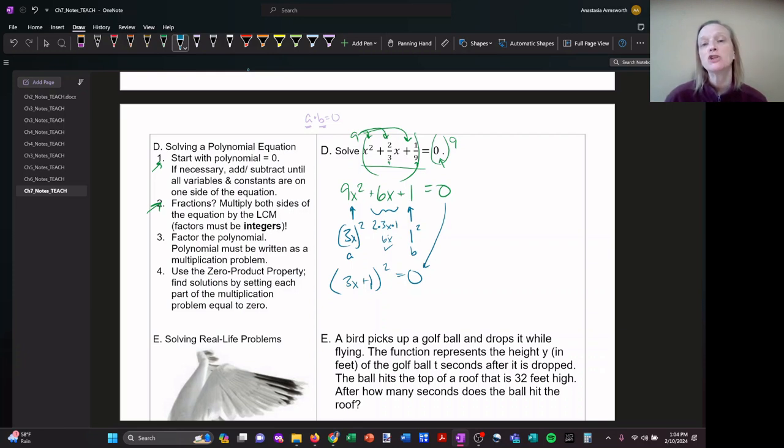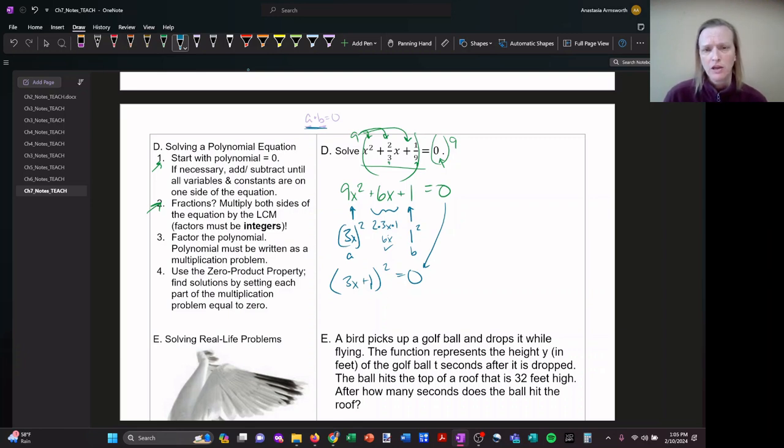But now that I have a multiplication problem on the left-hand side, I can use my zero product property. One of the components of the multiplication problem has to be equal to 0. Otherwise, the expression could not be equal to 0.